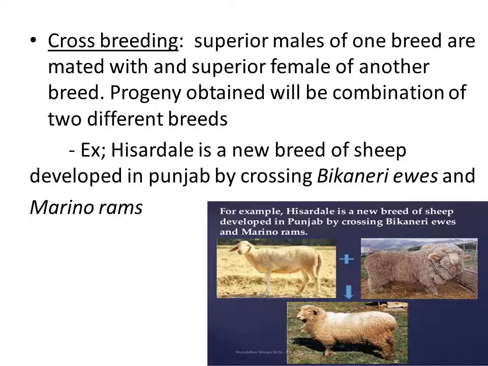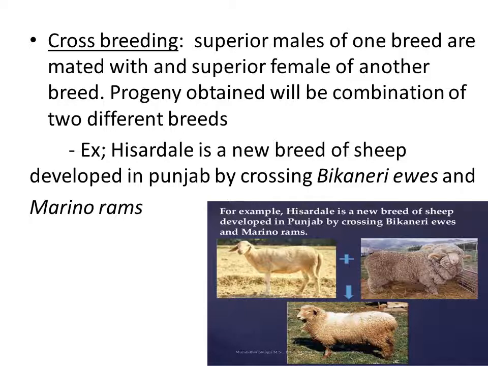So Bikaneri Ewes is one breed. From that breed they will select one superior parent, and Merino Rams is another breed. From that breed they will select the other parent. So both the superior parents are crossed in order to produce a progeny. That progeny raised is named Hisardale. So Hisardale is the new breed of sheep that consists of both breed characters.